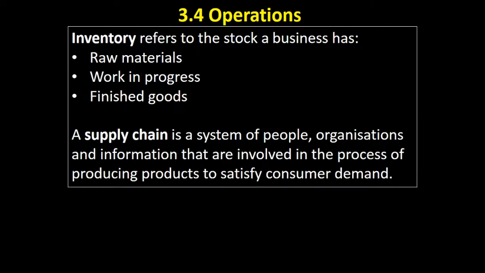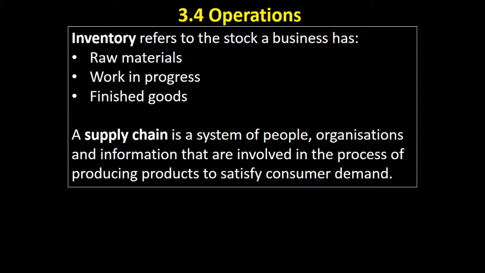Inventory is another word for stock, and it refers to the stock that a business has. There are three different types of stock that a business might have. It might have some raw materials, i.e. the things that have just been purchased from the supplier. They haven't been processed at all yet, they've just arrived from the supplier, and they are the raw materials that will be used to produce the goods and services. In the case of a coffee shop, it will be potentially the coffee beans. Maybe they're just raw coffee beans, or maybe they've already been roasted. Either way, it's the raw materials that they're going to use.